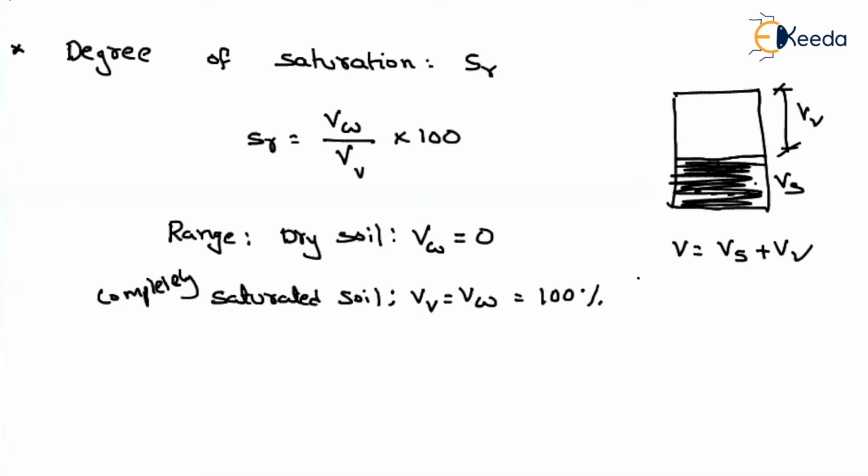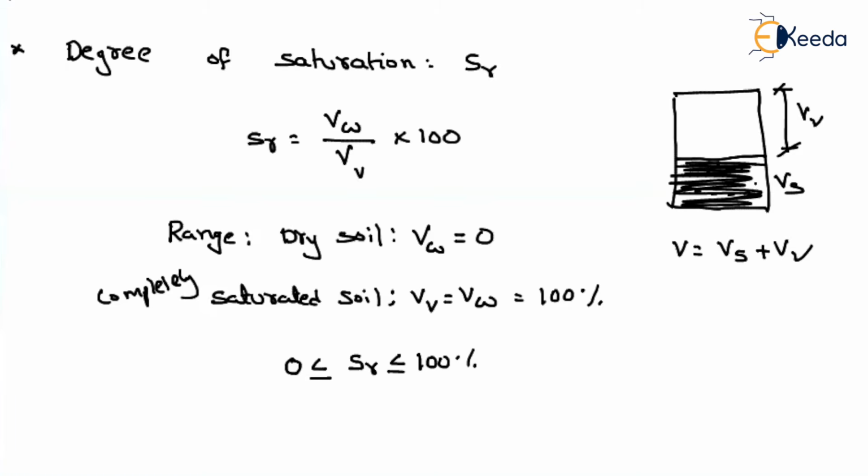What will happen if the water is more than the volume of voids? Is it possible? Only in the volume of voids can we fill water, isn't it? So what is the range of the degree of saturation? If it is dry soil, the value can be 0, so 0 less than or equal to S, and if it is completely saturated, the value will be 100%, so less than or equal to 100%. So the degree of saturation is the volume of water to the volume of voids, and it ranges between 0 and 100%, right?